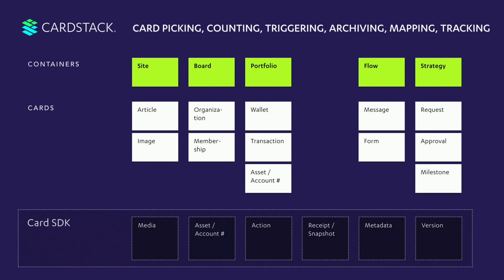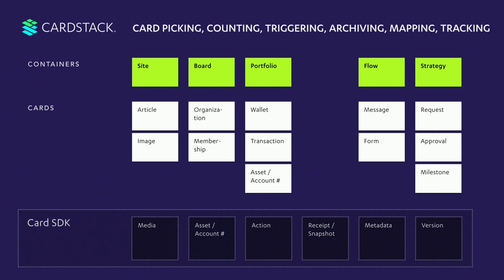Same thing with asset account, whether that's a crypto asset or an account at a bank or financial institution. Once you have a balance and a date and some recent transactions, it participates in the rest of the Cardstack ecosystem very naturally, so you can count them and aggregate them. Same thing with triggering action, archiving, snapshots, mapping the metadata from one card to another, and tracking the versions across them.